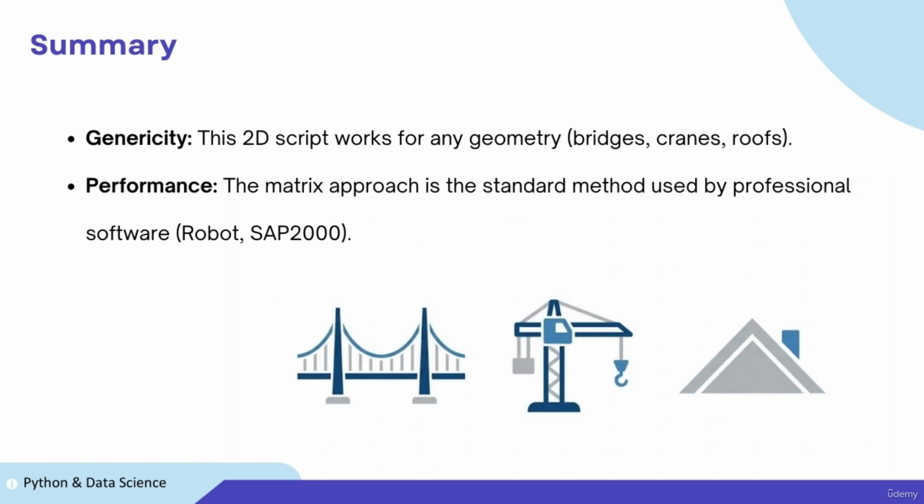To wrap up Part 2, we have successfully upgraded our code from 1D to 2D. The key takeaway is the rotation matrix. By projecting local stiffness into the global frame, we can analyze any geometry, whether it is a simple triangle or a complex suspension bridge. This script you see on the screen is fully generic. You can change the input coordinates, add more nodes, and the logic remains exactly the same.